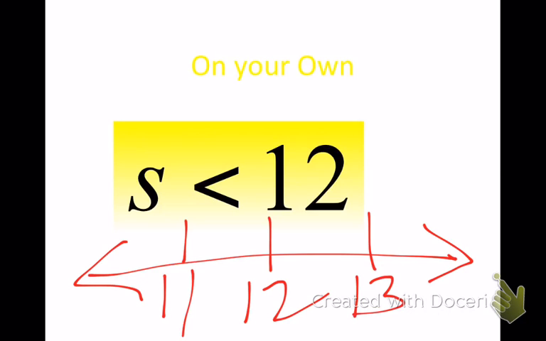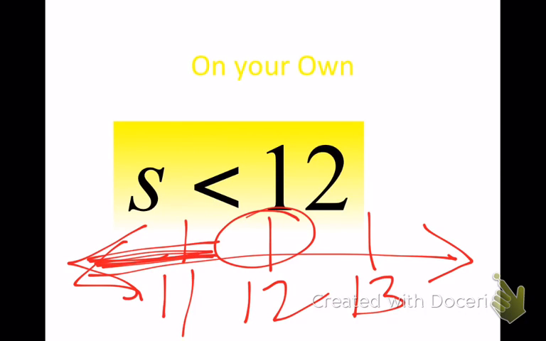Again, I put my landmark 12 right there in the middle of my number line with one smaller number, one bigger number. I'm going to leave an open circle again, and I'm going to shade to the left because S is any number that is less than 12.